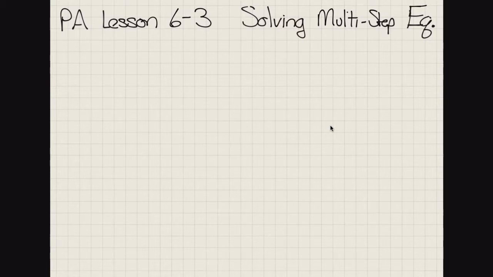Okay, let's look at an example of one of these problems. This is actually the first example in your book. So let's look at the first example they give us to work with. They want us to solve 3n plus 9 plus 4n equals 2.